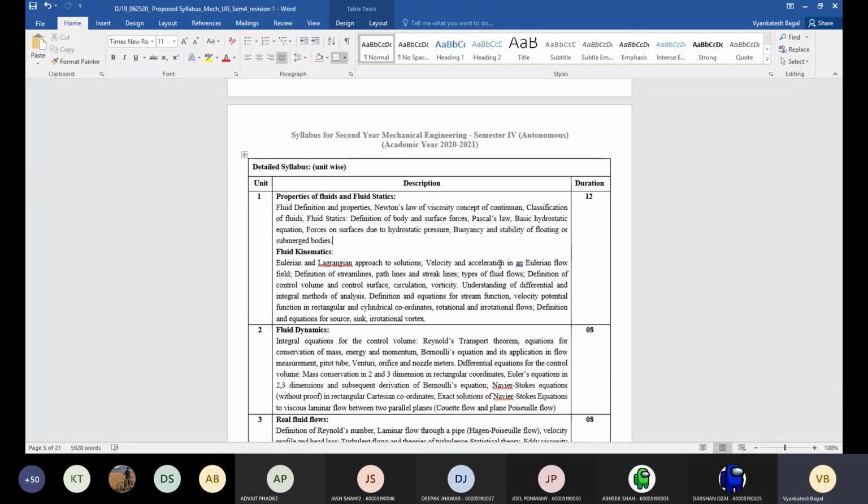Now, what do we mean by fluid kinematics? You must have studied kinematics in engineering mechanics. What do you mean by kinematics?